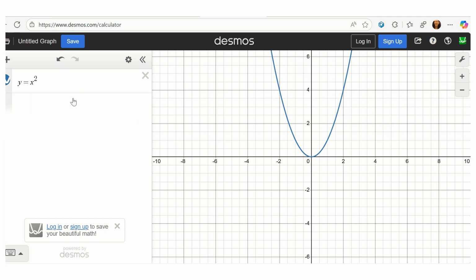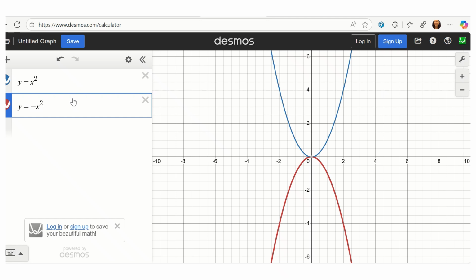And here we go. So we've got y equals x squared, and we're going to type in y equals -x squared. And what we notice happens is that it flipped over. Now, if you stop and think about that for a moment, it does make sense. Where the original graph, when you're squaring something, it's always positive.